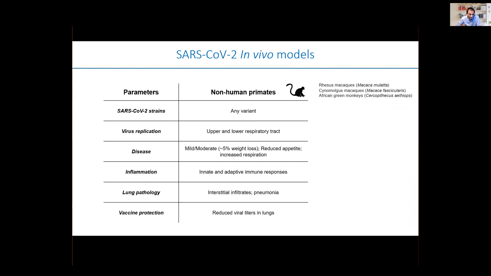Non-human primates have been extensively used to at least study antiviral therapies and vaccine-induced protection, but there have also been some key studies to look at pathogenesis. So these non-human primates can be infected with any of the variants out there. The virus can replicate in the upper and lower respiratory tract. Typically, there's a mild to moderate disease. They may lose some weight. They may see differences in respiration, but there is an innate and adaptive immune response that models what we see in humans.